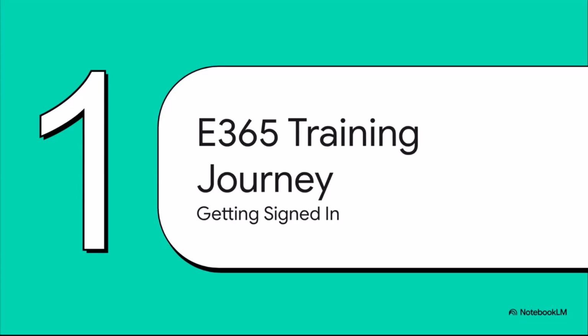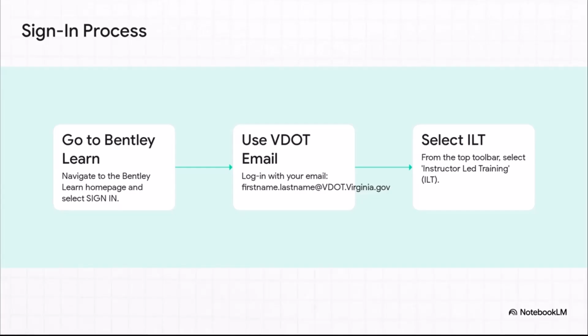First things first, right? Before you can become a pro at OpenRoads or anything else, you've got to actually get into the system. So let's start with getting you signed in. Okay, so what you're going to do is head over to the Bentley Learn homepage and hit sign in. Now, this part's really important. For your login, just use your standard VDOT email. You know the one, firstname.lastname@v.virginia.gov.